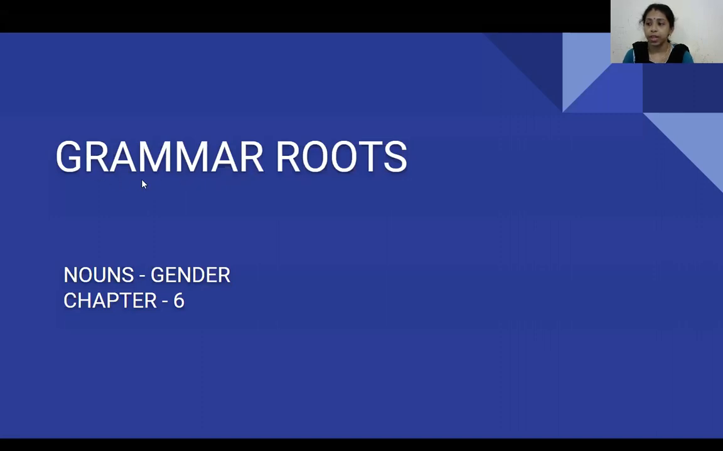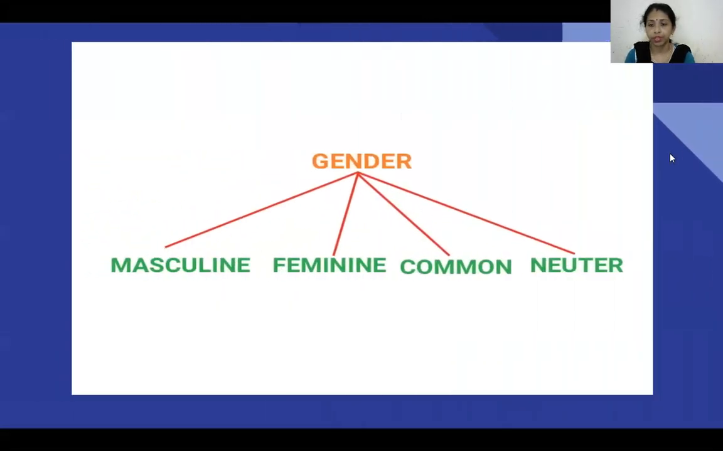Now, from the Grammar Roots book, I will teach you today a new lesson from chapter number 6. The name of the lesson is Noun Gender. Now, first of all, we need to know what gender is. Gender means the identity of everything, the identity of human beings, animals, and each and everything in the world.